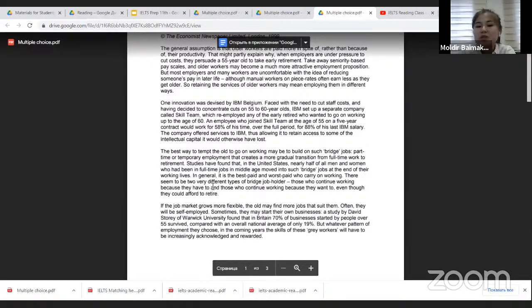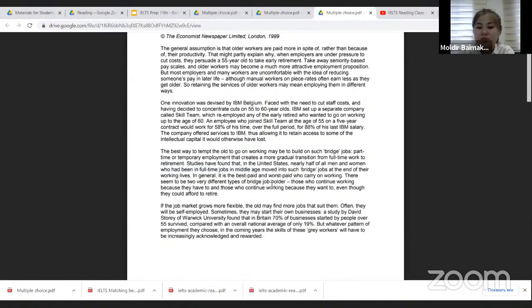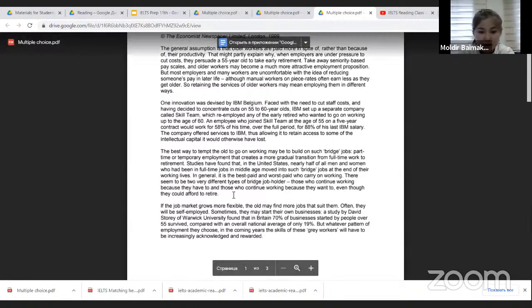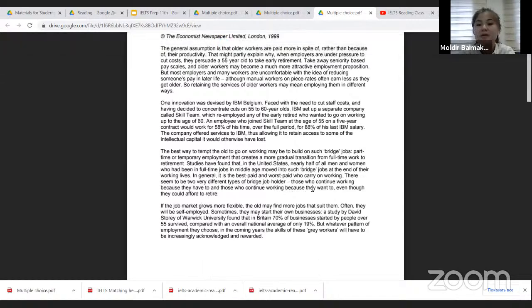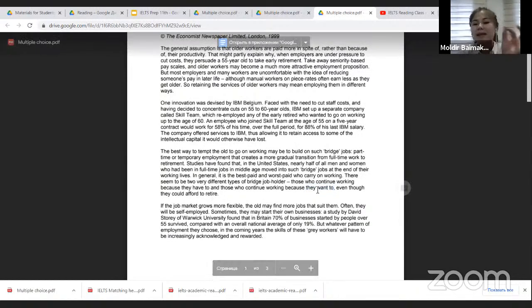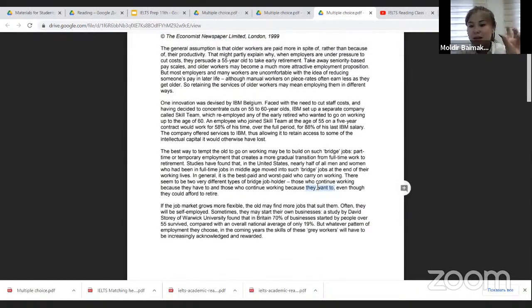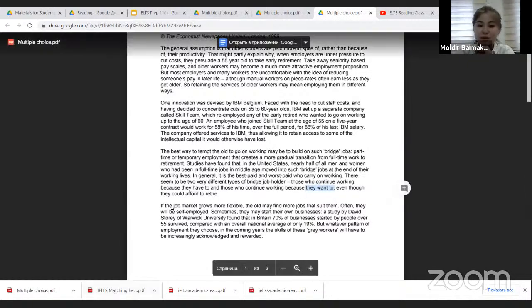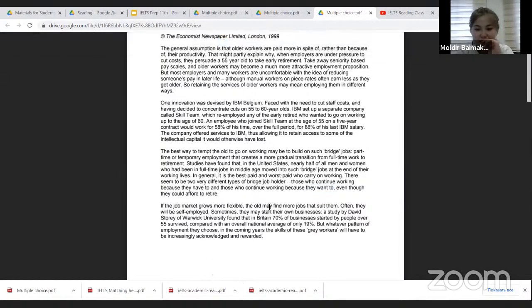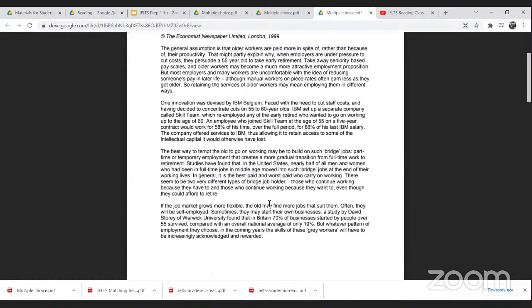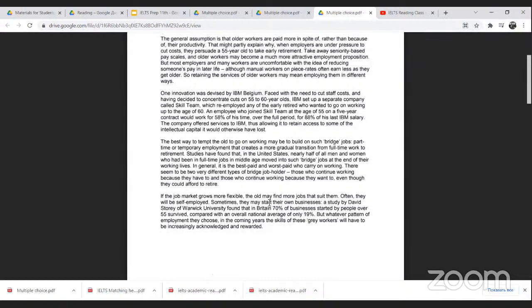So there seem to be two very different types of bridge job holder. And here, for example, those who continue working because they want to, even though they could afford to retire. And this, they want to, is exactly the appeal part. You see, they are synonyms. So appeal to, want to. And they also want to, distinct groups of older workers.